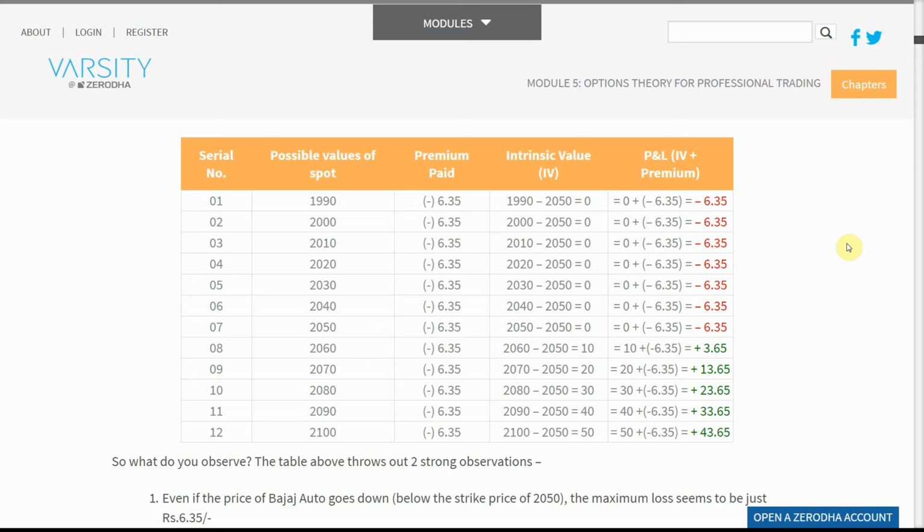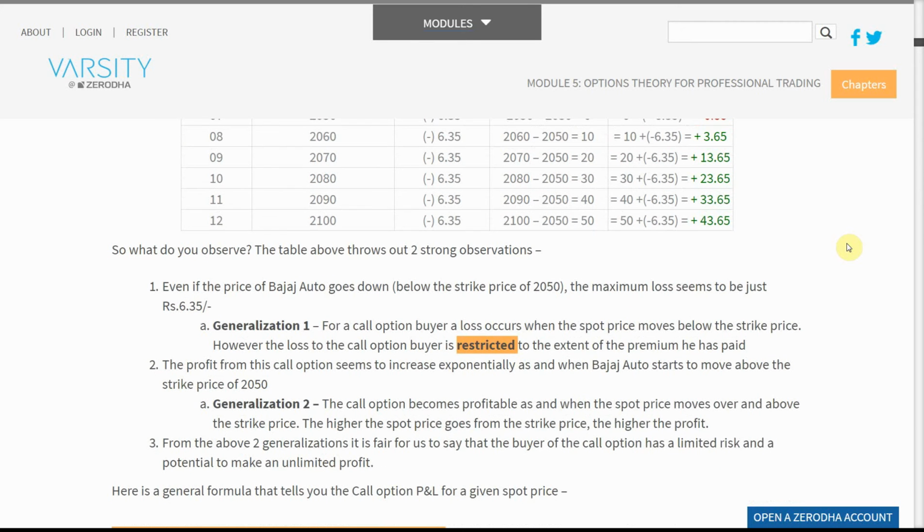So what do you observe? The table above throws out two strong observations. Even if the price of Bajaj Auto goes down below the strike price of 2050, the maximum loss seems to be just 6 rupees and 35 paise per share. Generalization 1: for a call option buyer, a loss occurs when the spot price moves below the strike price. However, the loss to the call option buyer is restricted to the extent of the premium he has paid.